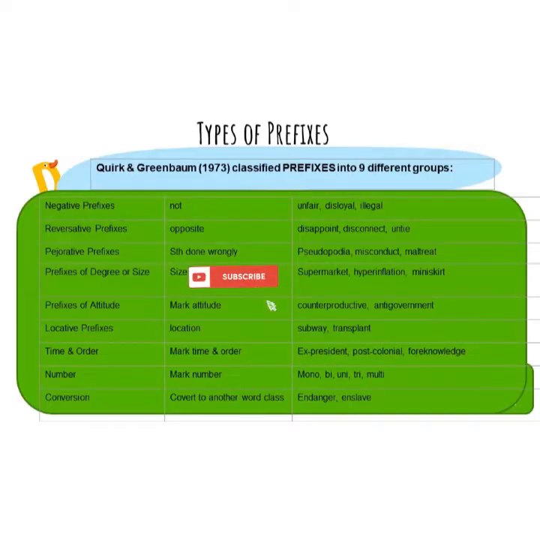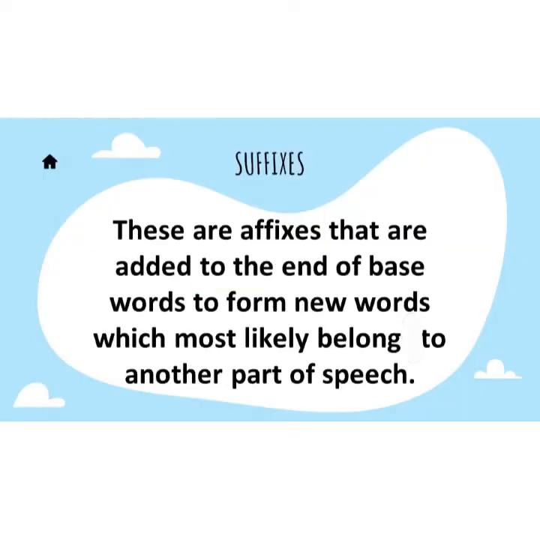8. Prefixes of number. They mark number, so to say. Mono, one, bi, two, tri, multi, many. The last type of prefix we call conversion. It converts to another word class. Endanger, enslave are examples.